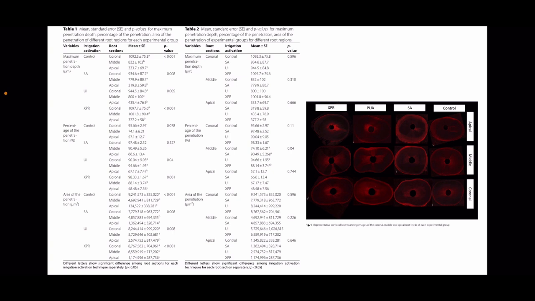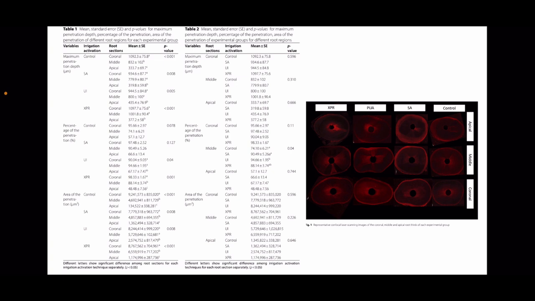However, in the ultrasonic group, the penetration area was significantly smaller in the apical third than in the middle and coronal thirds. And for table number 2, when comparing the irrigation activation methods for each root third, no statistically significant differences were observed in the penetration area, penetration percentage, or maximum penetration parameters in the apical and coronal thirds.